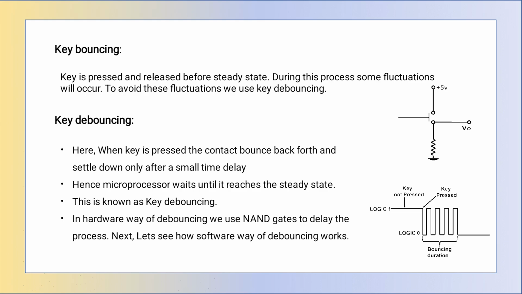In key debouncing, when the key is pressed, the contact bounces back and forth and settles down only after a small time delay. It means the microprocessor waits until it reaches the steady state. This is known as key debouncing. The key bounce problem can be eliminated using key debounce, either by hardware or software.